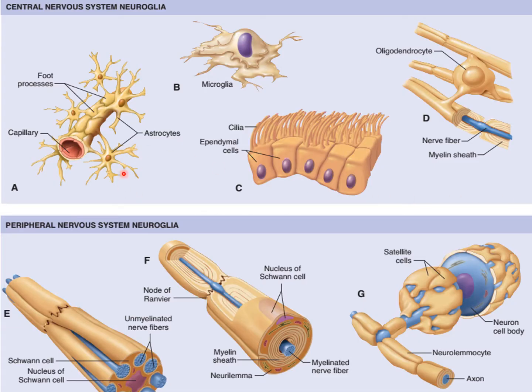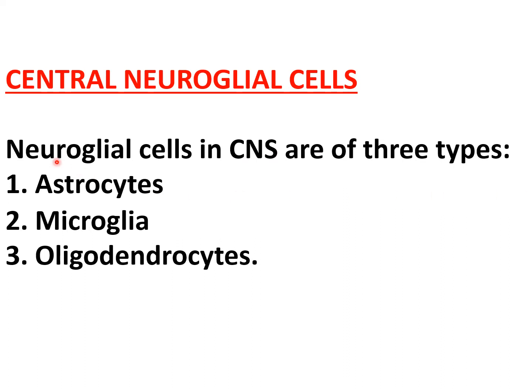So these all are the figures of neuroglial cells which are present in the central nervous system and peripheral nervous system. So this is the figure of astrocytes. This one is microglia and this one is oligodendrocyte and this is ependymal cells. And in the peripheral nervous system, the neuroglia are Schwann cells and satellite cells. Among central neuroglial cells, there are three types: astrocytes, microglia and oligodendrocytes.